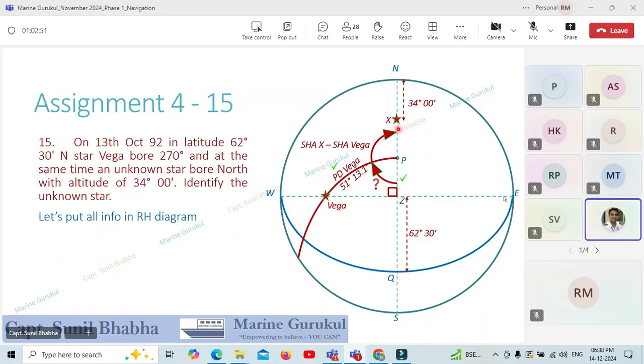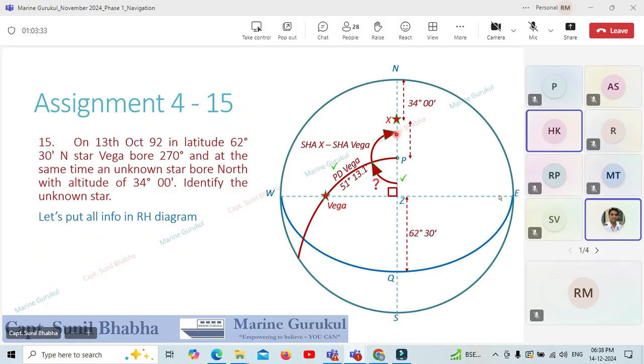So what I am going to do now is I will check the SHA of Vega on 13th October 1992 from the almanac. To the SHA of Vega, I will add up this particular angle and I am going to get the SHA of the unknown star. So we will find out the SHA of the unknown star. Now, to identify a star, along with SHA, we also need its declination. So let's now see how do we find out the declination of the unknown star.